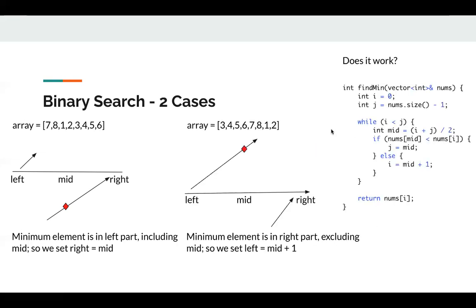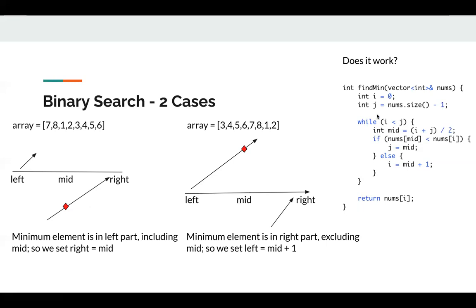Okay, so far so good. So the code looks like this. We have two pointers, left and right, which are i and j. i is 0, j is the last index. While i is smaller than j, we get mid, and we check if nums mid is smaller than left. It's the first case, so we set j to mid. Otherwise, it's the second case, we set i to mid plus 1. Finally, we just return nums i.